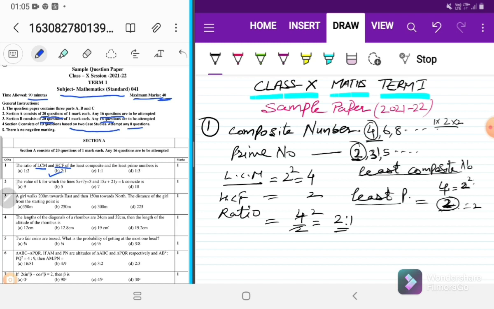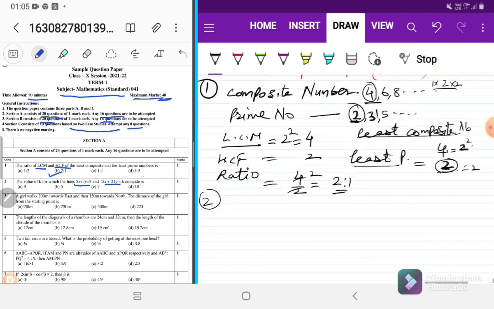Come to the second question. The value of k for which the lines this and this coincide. So children, you should first know the conditions for all these: when two lines will coincide, when two lines will be parallel, when the two lines will intersect. You should know all these three conditions. If you know the condition, then you can apply it easily. So here you have to find the value of k for which the condition is coincide.